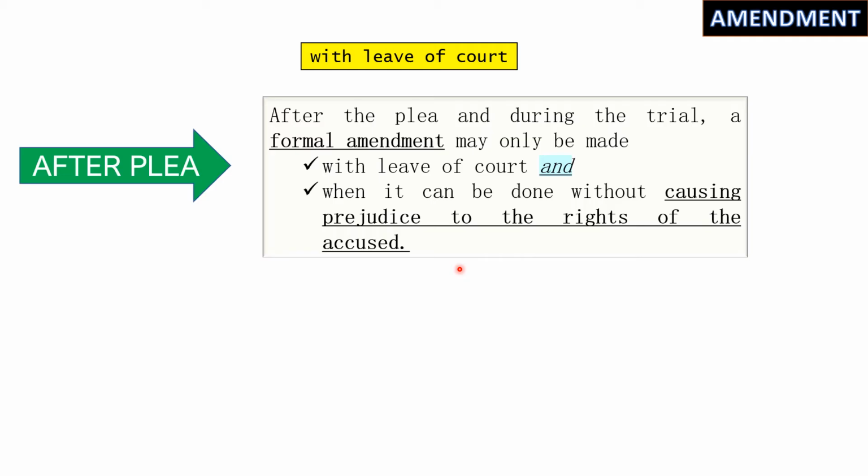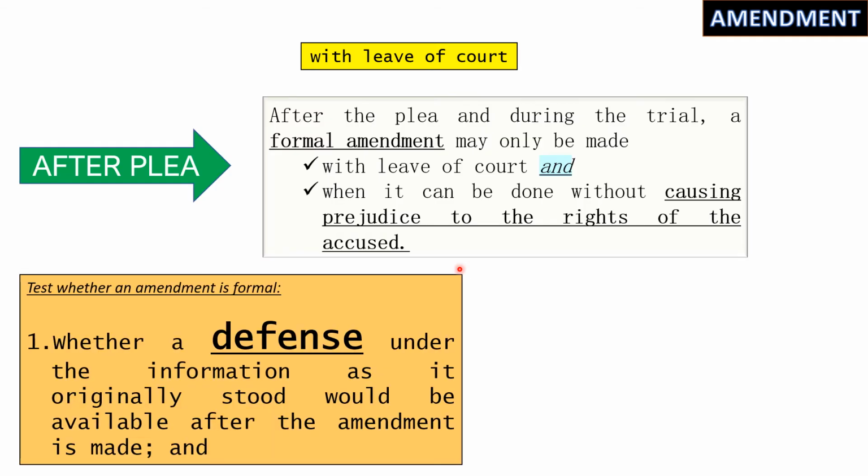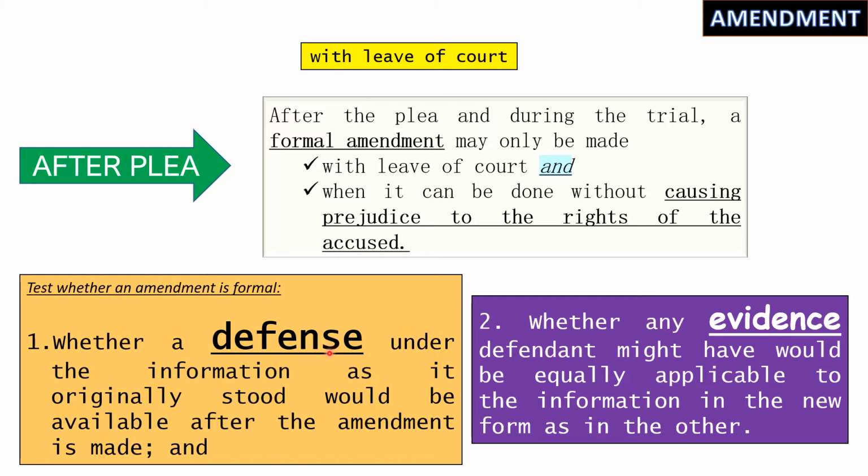So when can you say that an amendment is formal? According to the Supreme Court, there are two tests. First, you have to make sure that the defense is still available, and you have to make sure that the evidence that you have already gathered or prepared can still be applied even if the information is already amended. Because if you cannot use your defense or the evidence that you have gathered, then that is no longer a formal amendment but rather a substantial amendment.